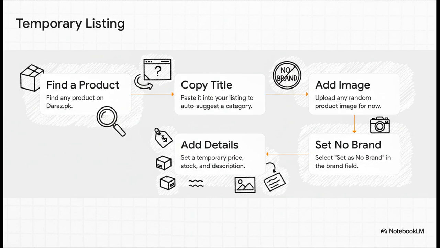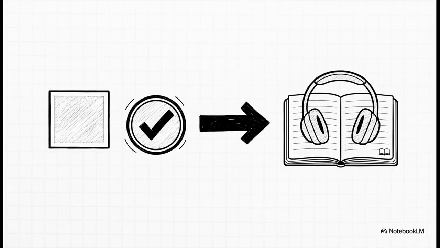The fastest way to do this is to just find a similar product on Daraz, copy the title, and paste it in. Daraz will probably suggest the category for you. Then just upload any random picture, set the brand to no brand, and fill in some placeholder details. Done. And remember, the only reason we're doing this is to check a box and get through the verification process. This is not about making your first sale. You'll learn all about how to create amazing, professional product listings later on. Right now, the goal is just to get something, anything, up.